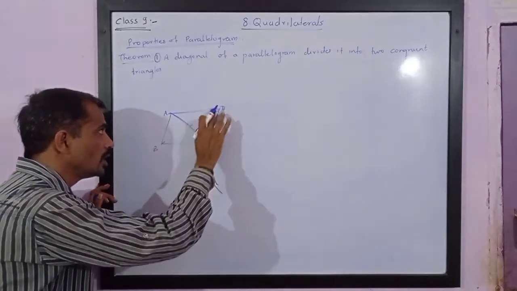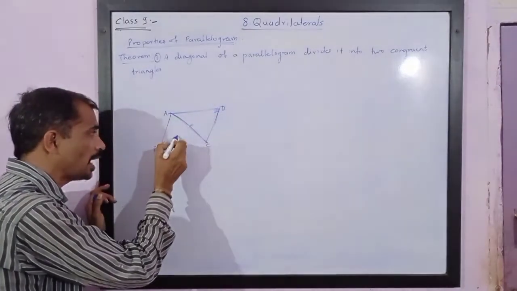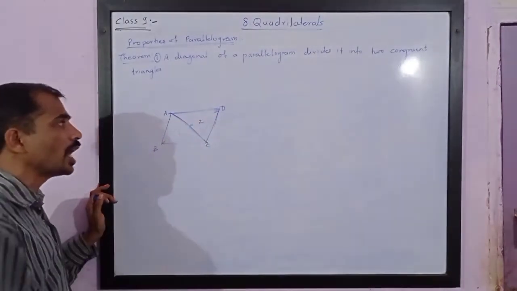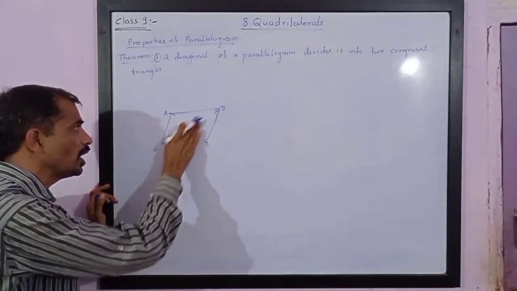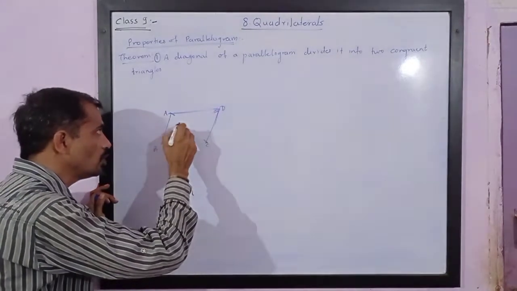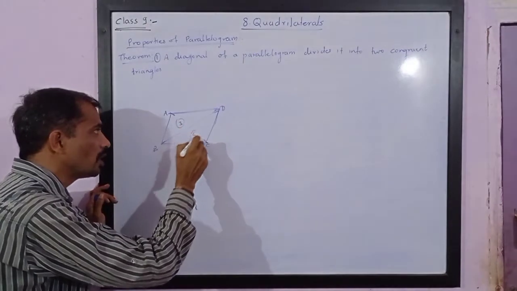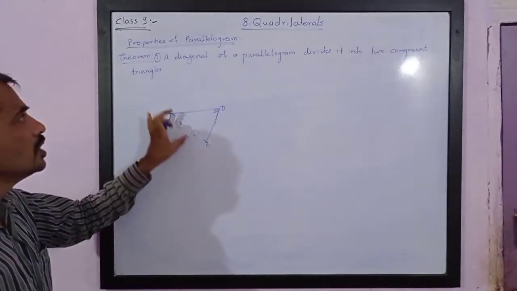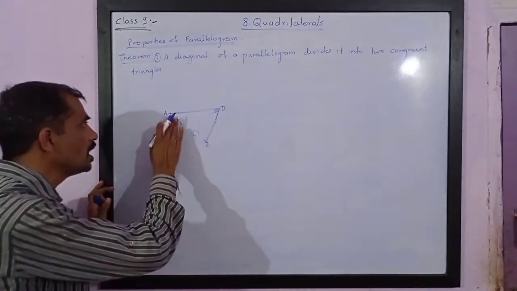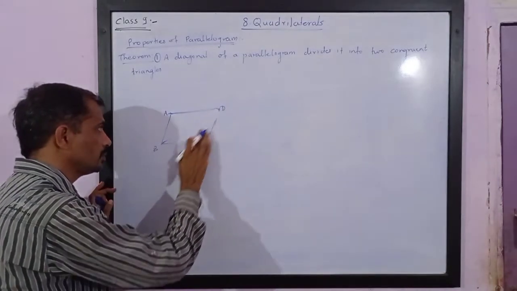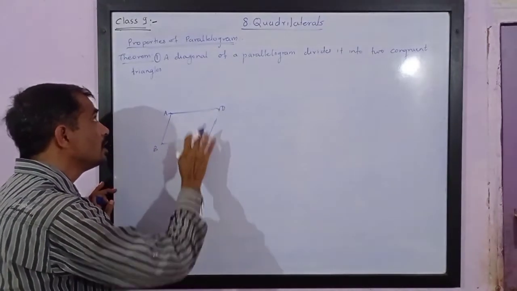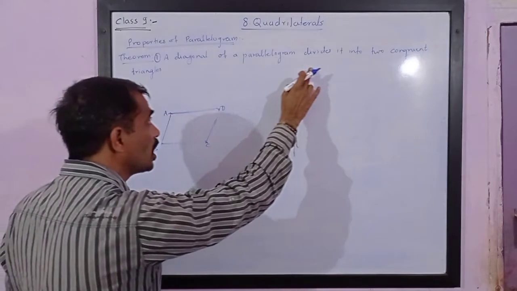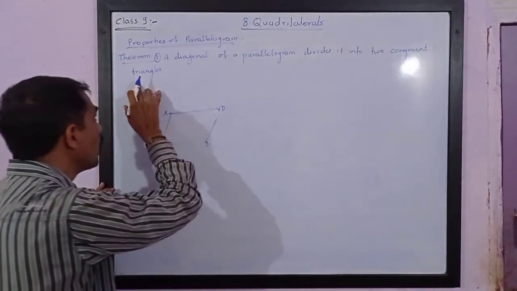Please note, the diagonal divides it. So triangle 1 must be congruent to triangle 2, and if you are drawing the diagonal like this, then also triangle 3 must be congruent to triangle 4. This is what the theorem says. Let us see how it can be proved. So we are given that a diagonal of a parallelogram divides it into two congruent triangles.